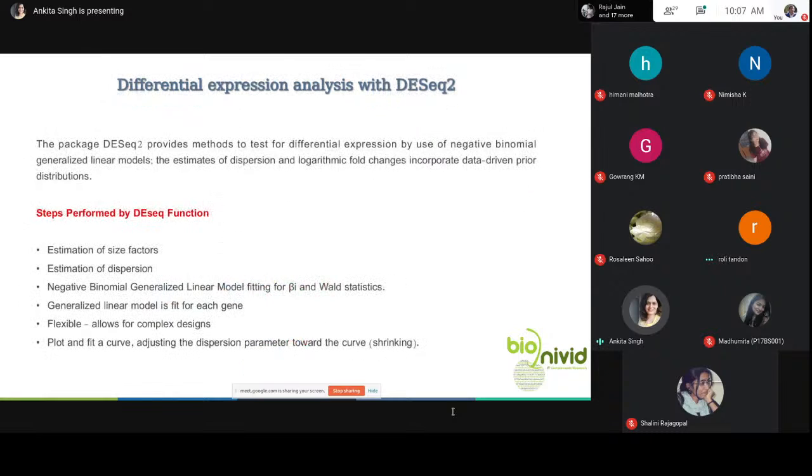So the steps performed by DESeq functions are the estimation. When we do a demo session wherein we utilize the DESeq tool, you just have to perform only two steps and your work is done. You don't have to do much preparation of data when you are doing DESeq. And we are saying that DESeq is this and that, so what are the steps which DESeq performs? First, it estimates the size factor.